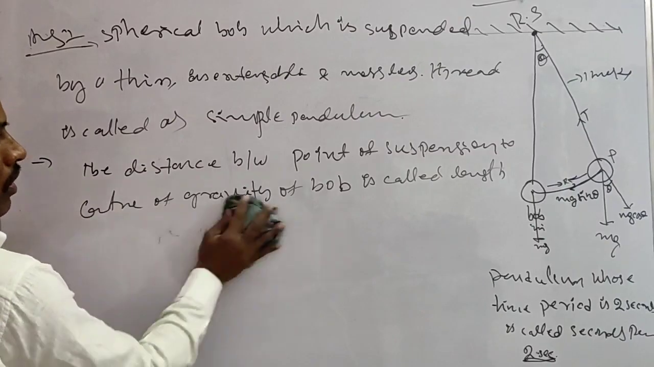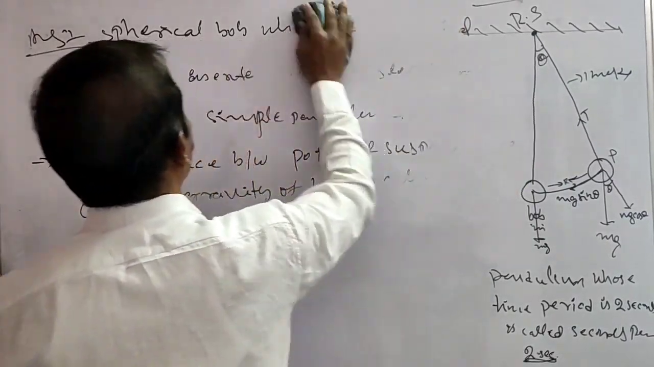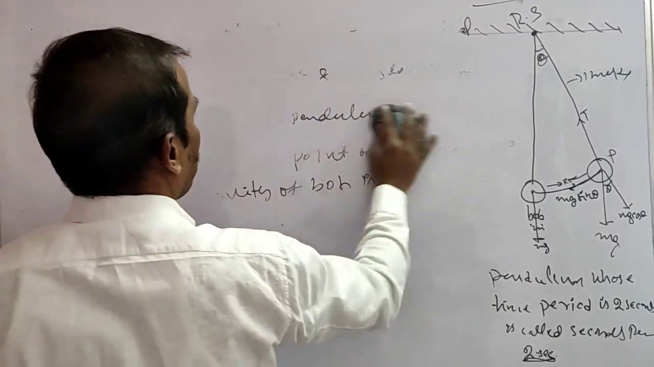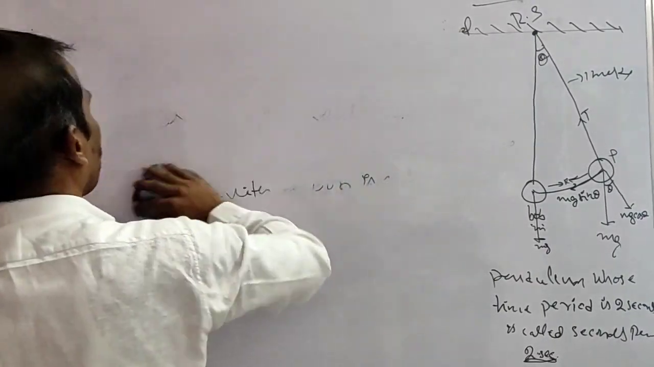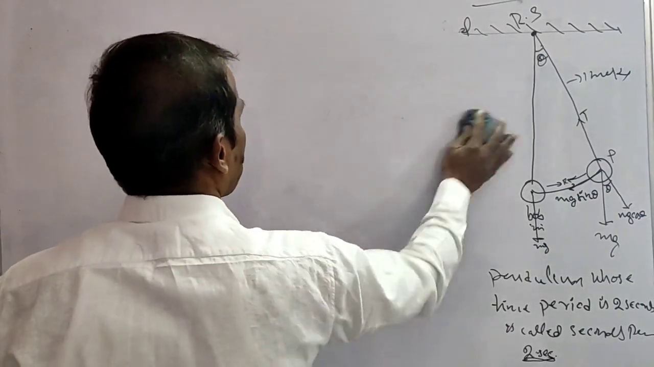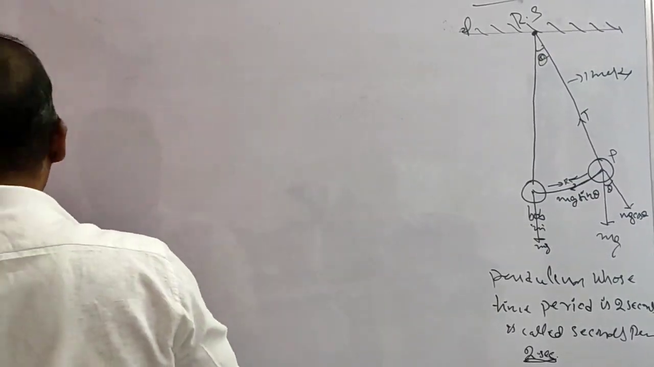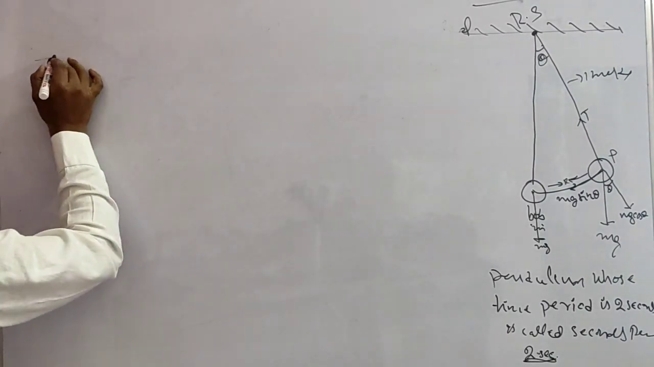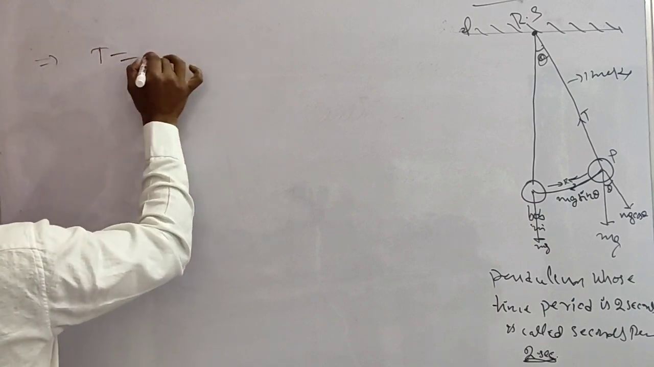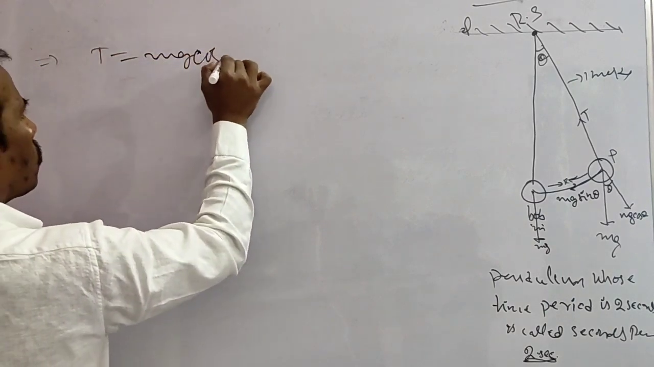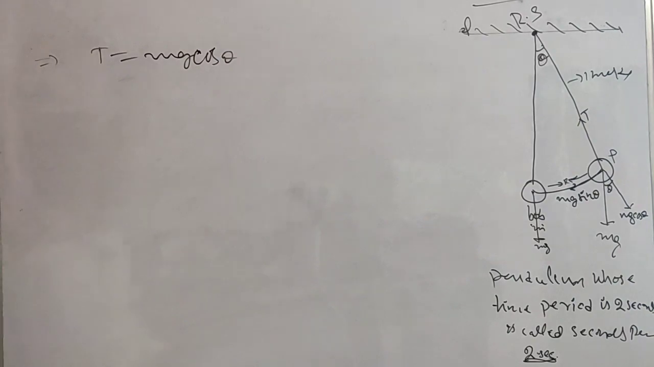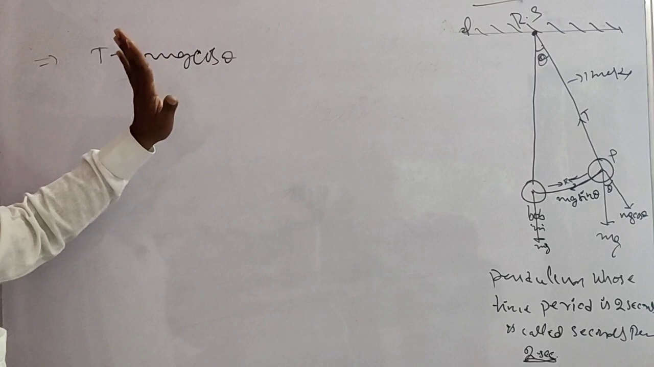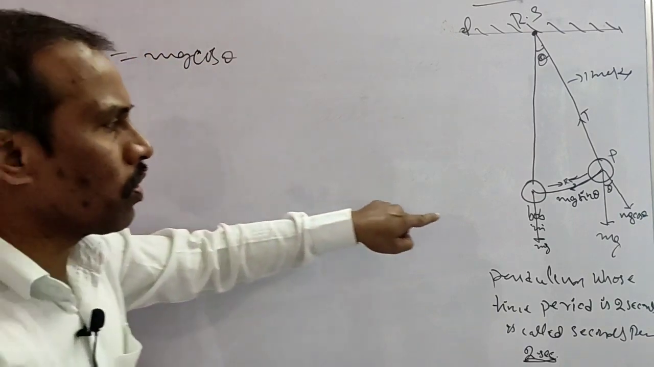The weight of the body, mg at point P, divides into two mutually perpendicular components. Here one is mg cos theta, balanced by the tension in the string. So the tension is equal to mg cos theta. The tension in the string is balanced by mg cos theta.